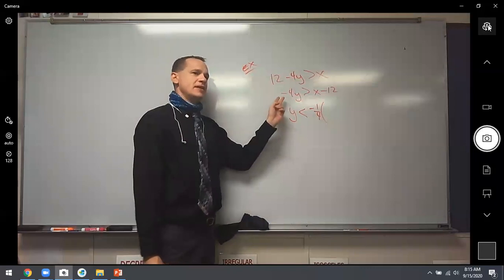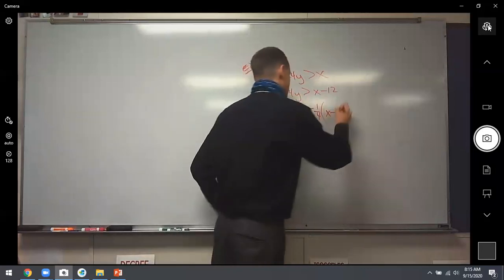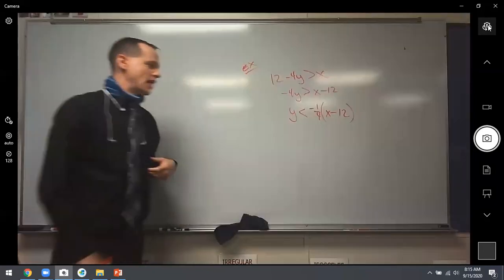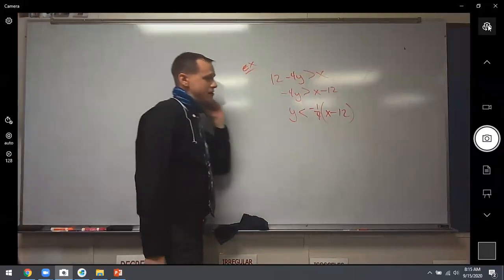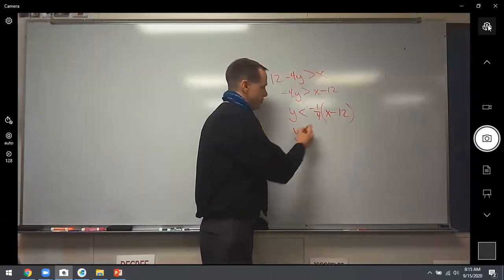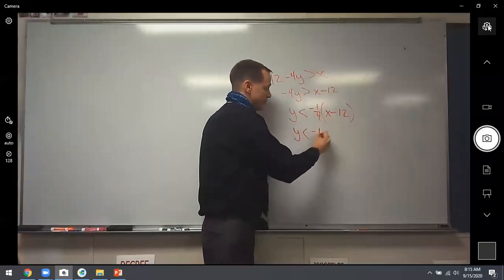So I'm dividing by negative 4, which is the same thing as times negative 1/4, on both sides. This was just x minus 12, and we've kind of solved for y. It's still a gross mess. I say we go one step further and distribute this in. Negative a fourth times x is negative a fourth times x.